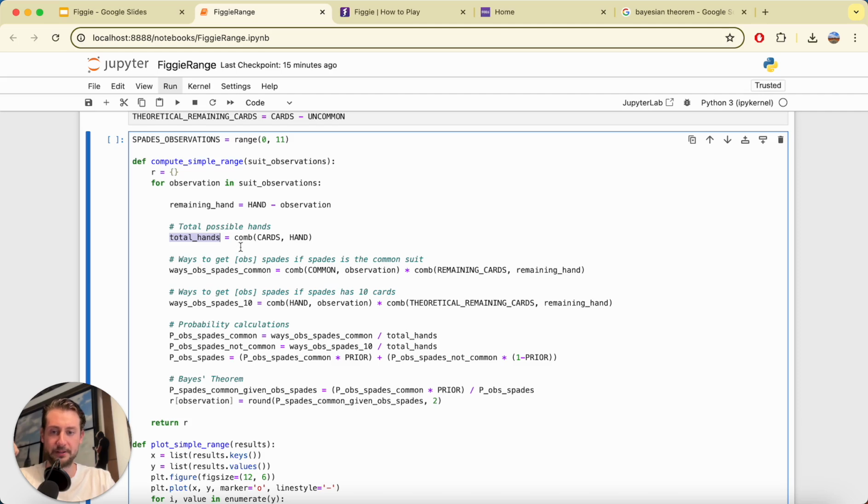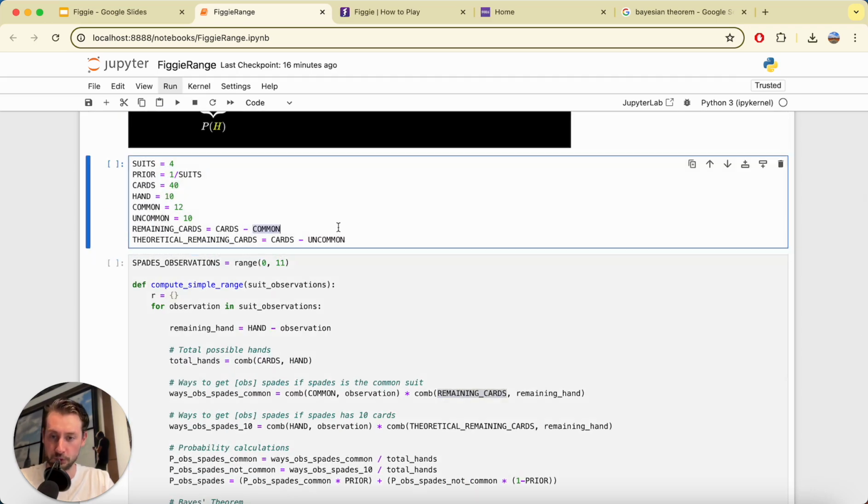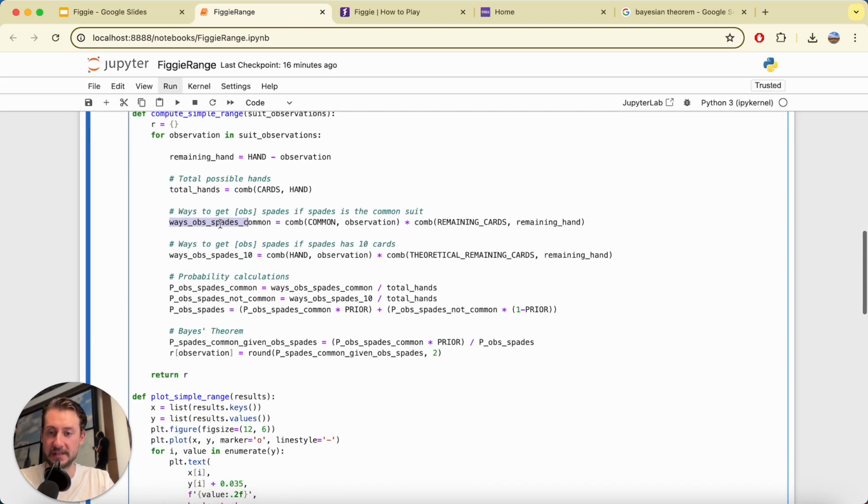Now, the next step is going to be the ways to get the observation if spade is the common suit. That's the observation given the fact that spade is the common suit. So that's going to be the combination of the observation: how many ways you can get that many spades out of the common cards, times the combination of how many ways you can get the remaining cards, what's basically not the observation, out of all of the cards minus the cards that are assigned to the common suit. And so that's going to be the ways that we can obtain X observations of spades as common cards.